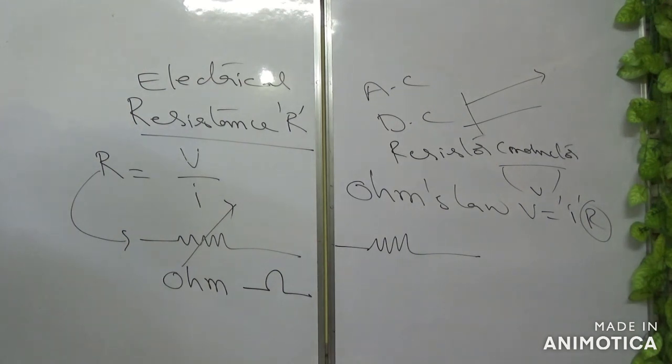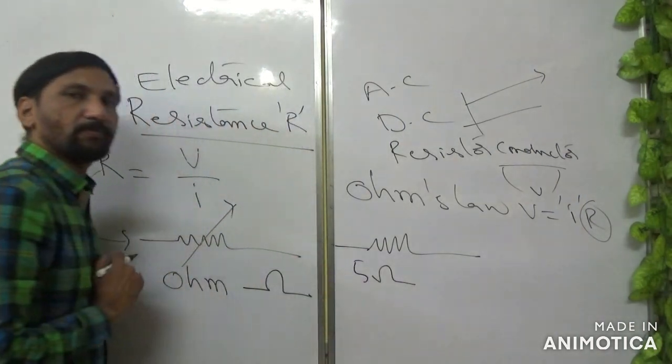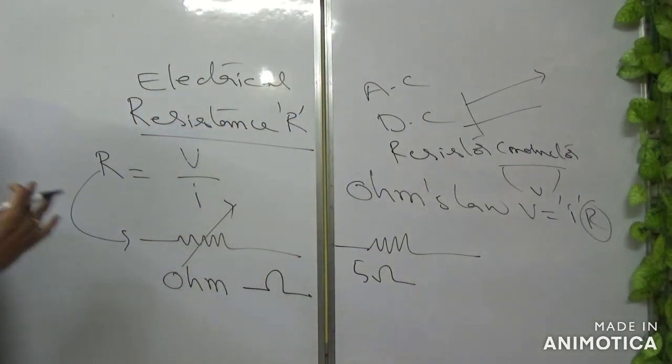For example, you see there is one conductor with resistance 5 ohm. So the opposition given by the conductor is 5 ohm. In this way you can measure resistance.